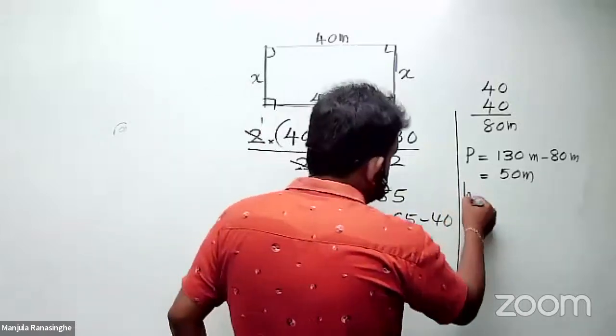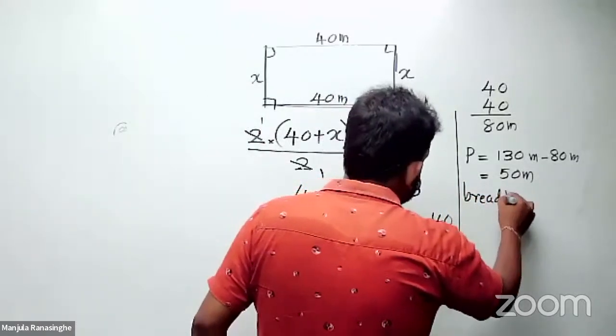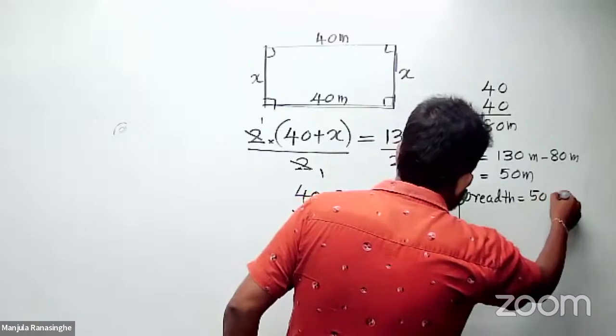So breadth equals 50 meters divided by 2. 50 divided by 2, what is the answer? 25 meters. Right, 25 meters.